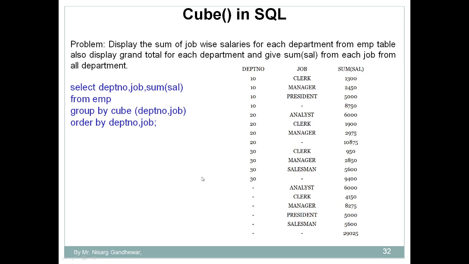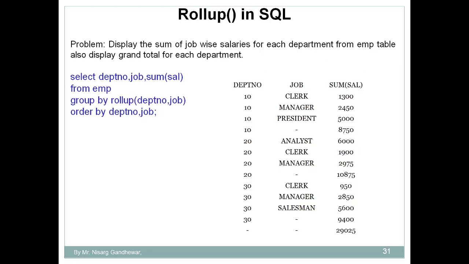That means what exactly is the difference between rollup function and cube function? Rollup function is only applied to the first attribute of a given list, and cube function is applicable to all the attributes of a given list. That means cube function is applicable to department number also and job also. That means it will return the grand total for department also and grand total for job also. That means this is a clerk 4150. Similarly for manager, manager is present in department number 10, department number 20 and 30. So if you add these three values, you are getting this. So in this way, rollup function and cube function will work.